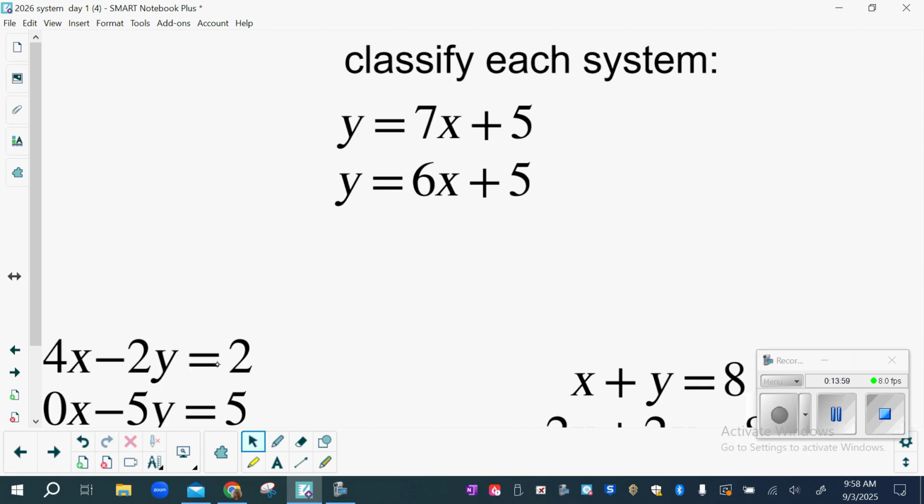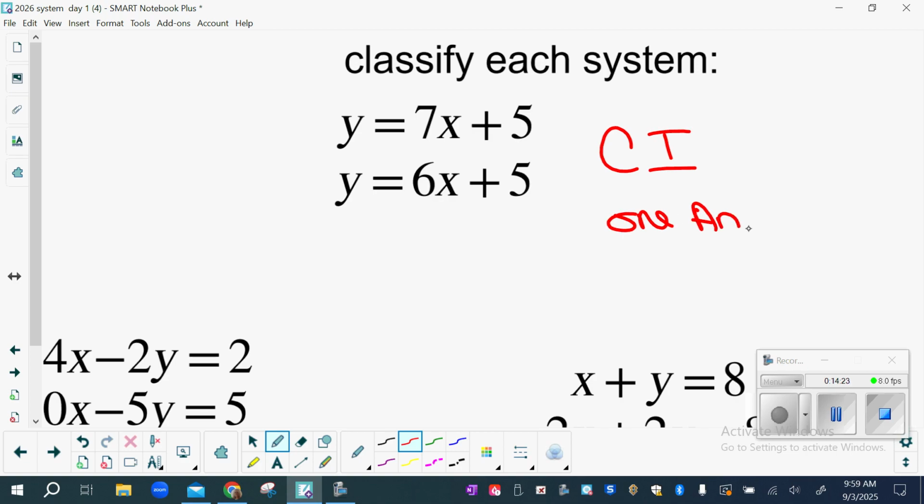Take a look. Oh, I just heard someone whisper, what'd you say? It's consistent independent, right? Guess what? Consistent independent is the easiest one. The minute you got different slopes, those babies are crossing. And you're going to get one answer. So if I was going to see this on a test, I would be lazy and write CI, consistent independent, one answer. Easy, easy, right? You got to memorize it.